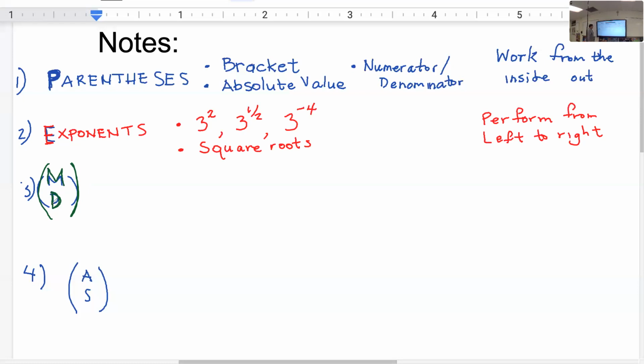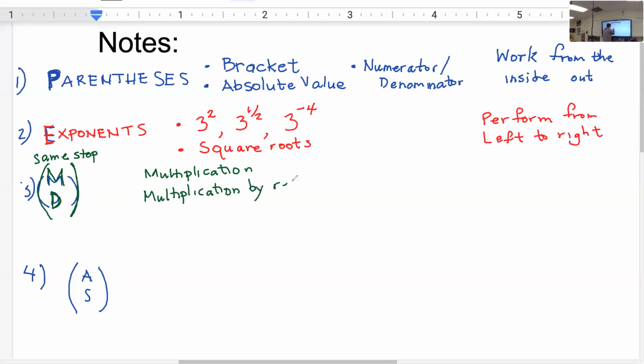So, when I say it's PEMDAS, it could just as easily be PEDMAS, because these are the same thing. And because they're the same thing, they belong in the same step. I want you guys to understand this. You have multiplication, and you have multiplication by the reciprocal.